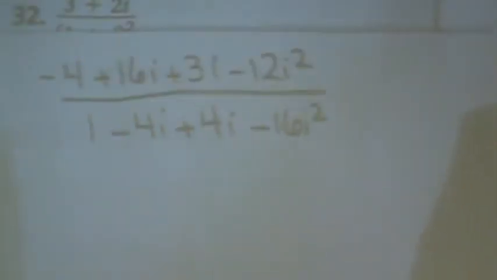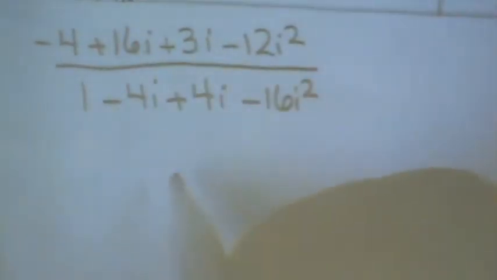Now let's simplify this. These two are going to add to be 19i. This is going to give you a plus 12, and 12 minus 4 is 8. So it's 8 plus 19i in the numerator. In the denominator, these will cancel. This is going to go to 16. 16 and 1 is 17. That's your answer, and there is nothing you can reduce all three of these numbers by. So the answer is 8 plus 19i over 17.